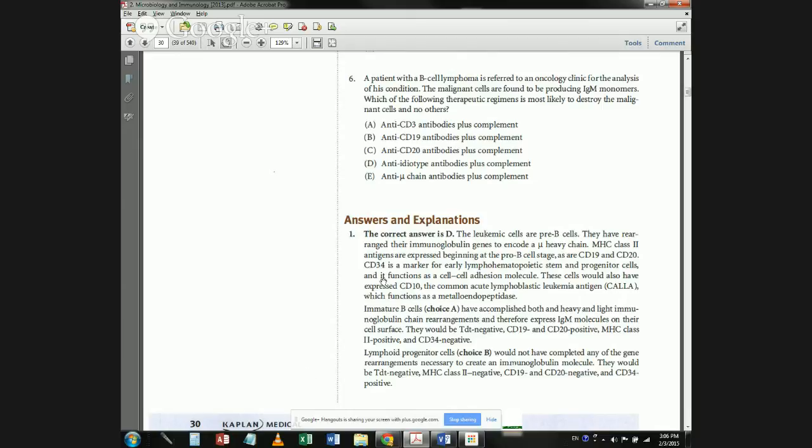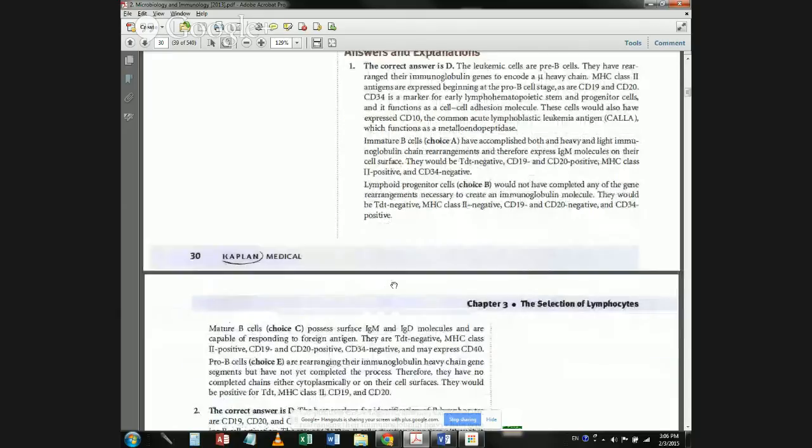So let me just scroll down to E. There we go. It starts with lymphoid progenitor cells. They would not have completed any of the gene rearrangements necessary to create an immunoglobulin molecule. They would be TDT negative, MHC class 2 negative, CD19 and CD20 negative, and CD34 positive. That's important to note. If you're a lymphoid progenitor cell, you are CD34 positive. That means B cells have it, T cells have it, and NK cells have it. That just means you're a lymphoid progenitor cell.